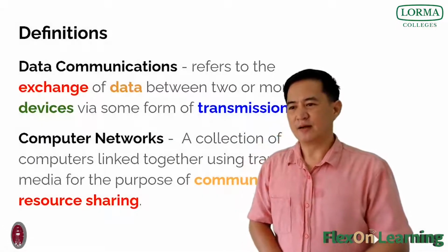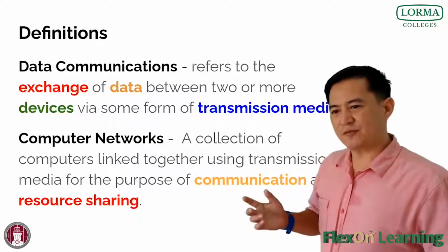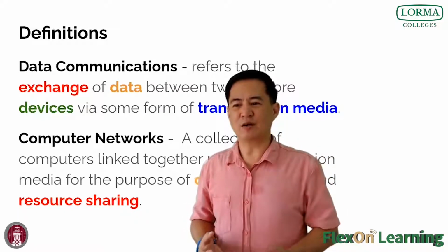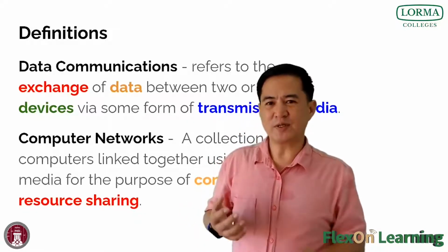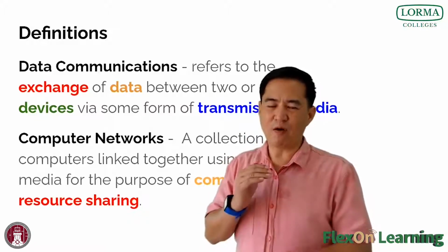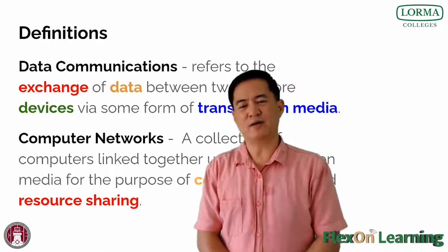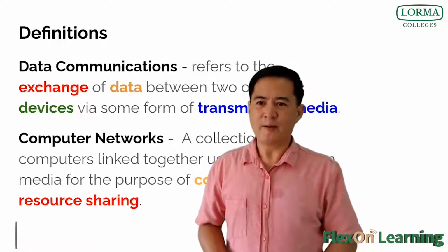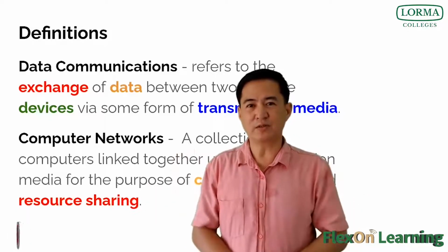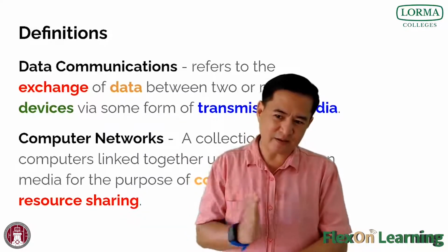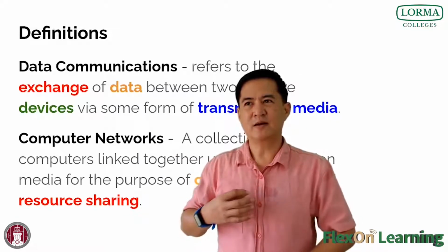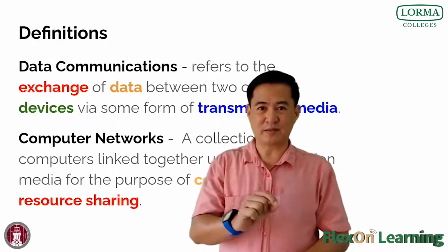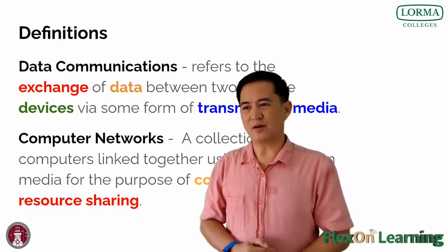Next is you have computer networks. So, a collection of computers linked together using transmission media for the purpose of communication and sharing of resources. So basically, a computer network is a subset of data communications which focuses mainly on the interconnection and communication of computers. On the other hand, when we talk about data communications, its main focus is on the signals, on how these signals travel across transmission media, such that noises will be eliminated, corrections can be made when some alteration happens during transmission. So computer networks is a subset of data communications.